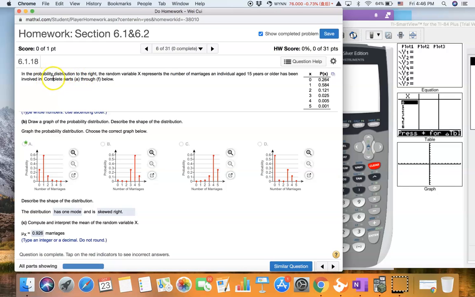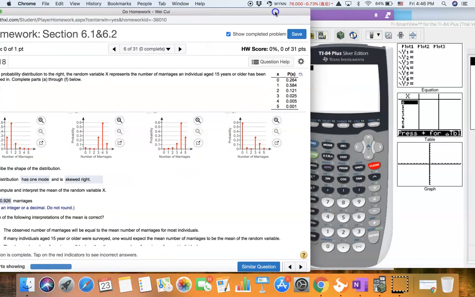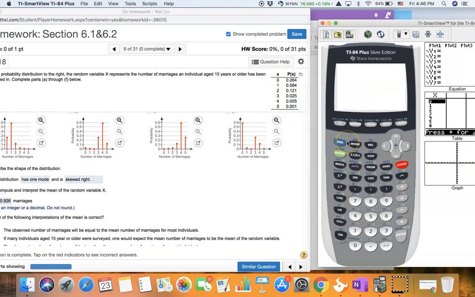We are given the probability distribution where the random variable x represents the number of marriages an individual aged 15 years or older has had. So to compute the mean and the standard deviation for this probability distribution, first we need to put the data in the calculator. And to do that, you press the key STAT, and then you select Edit and press enter.